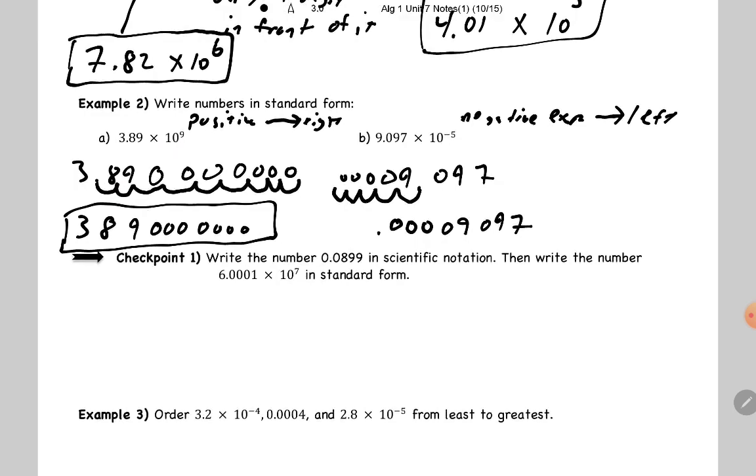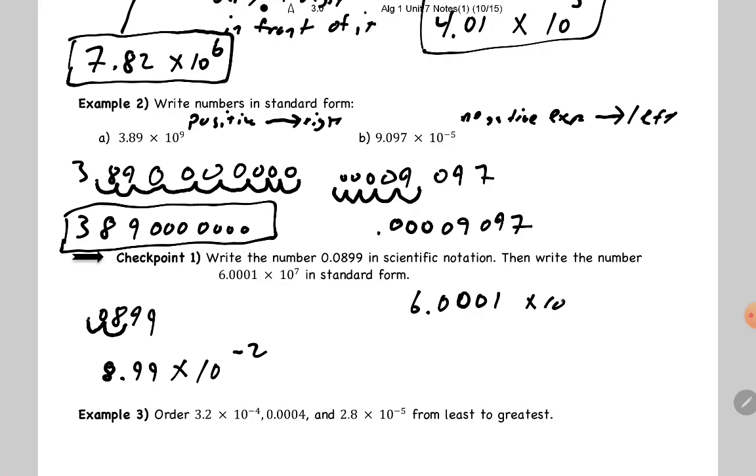Okay, checkpoint 1. Write the number 0.0899 in scientific notation. So we're just going to move it so that there's only one digit in front, a non-zero digit. So this is 8.99 times 10 to the, how many times did we move it? 1, 2.